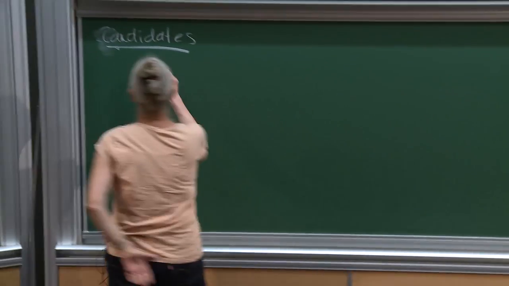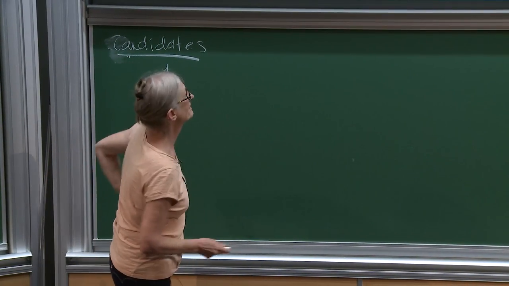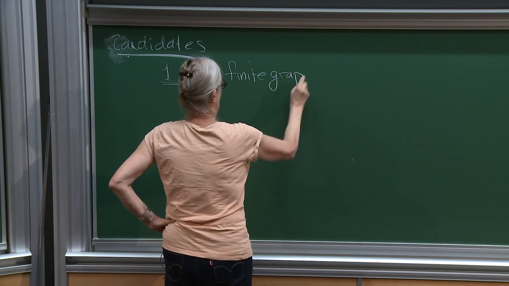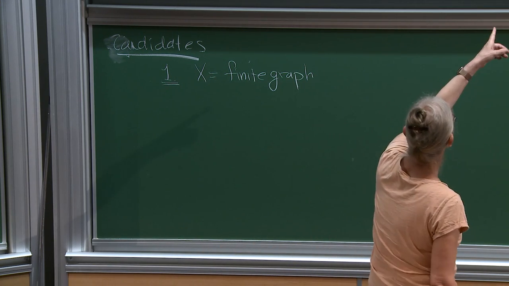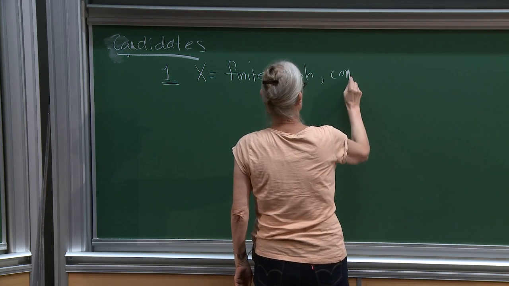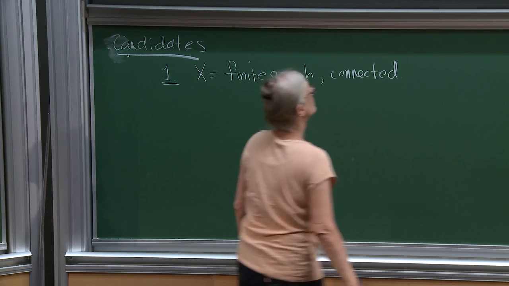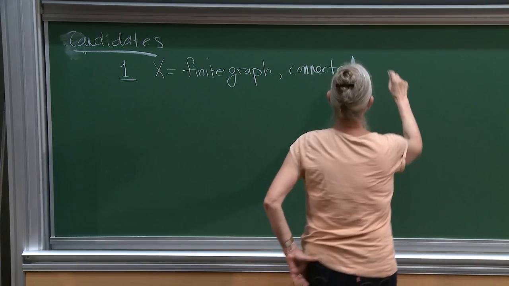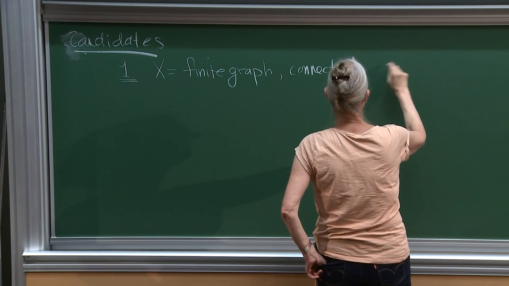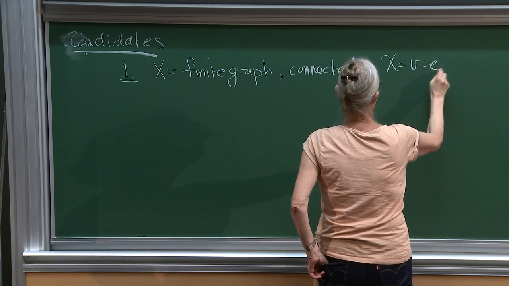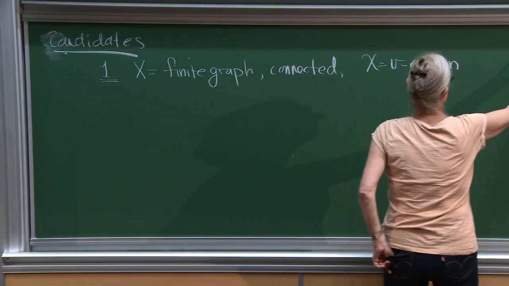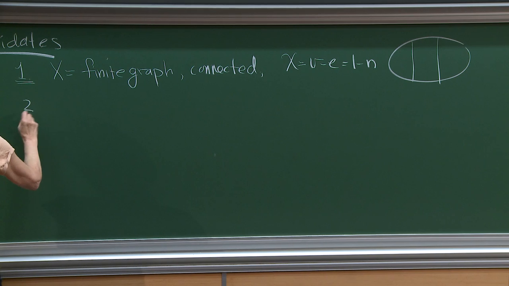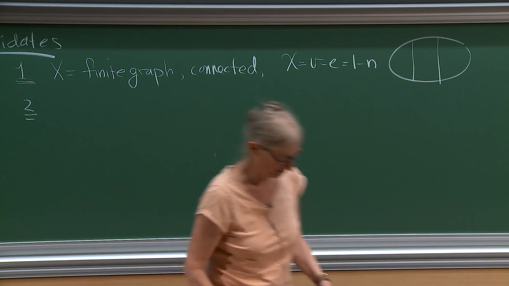Okay, so what are the candidates? Well, the first one you probably see in algebraic topology is a finite graph. And in order to have the fundamental group Fn, we'll make it connected so that we actually have a good fundamental group. And we want it to have fundamental group Fn, so we want the Euler characteristic, which is vertices minus edges, to be 1 minus n. So for example, there's an example of a graph. It's got fundamental group F3. But that's not the only common space that has fundamental group the free group.